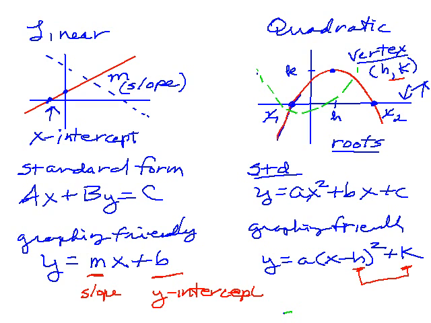You can convert from one form to another. If you have the linear equation, all you have to do is isolate the y to get here, or you can rewrite things in that form. Those are easy to go back and forth.